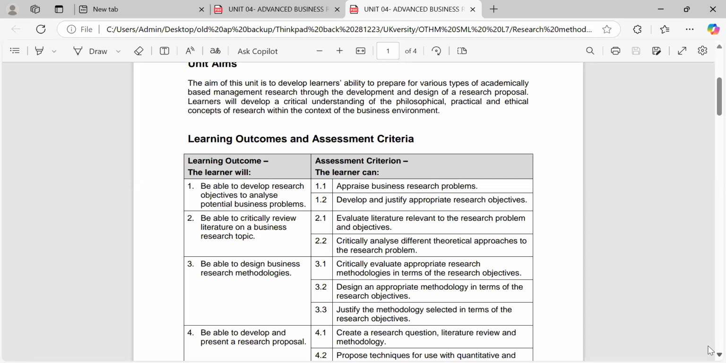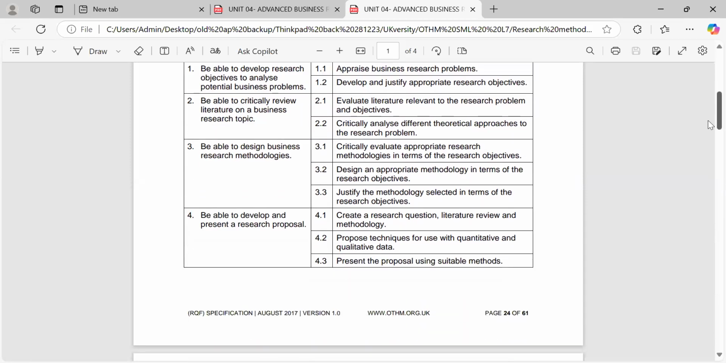Then lesson 2 will be about being able to critically review literature, so we can look around the literature and see what sort of things to include when we do the literature review. Then lesson 3 will be able to design the research methodology, which means chapter 3 of the research proposal. We'll discuss the research onion model and various methodologies, deductive, inductive approaches, and various other approaches to research.